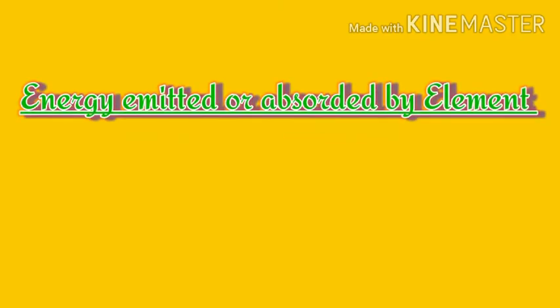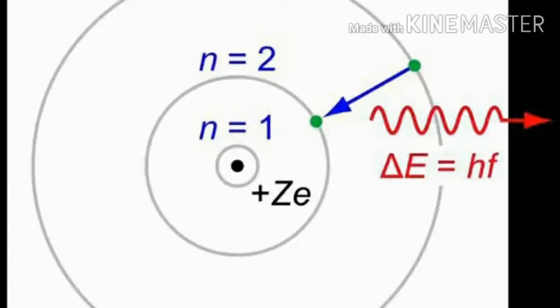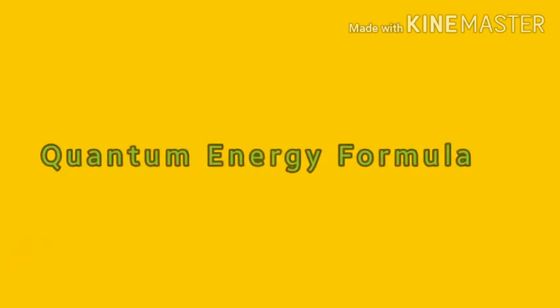Today we'll be considering energy emitted or absorbed by elements. Before we proceed, we'll do some calculations. Before then, this energy absorbed or emitted by elements is not scattered, it is in packs. These packed energies are called quanta. So this quantum energy has a formula.